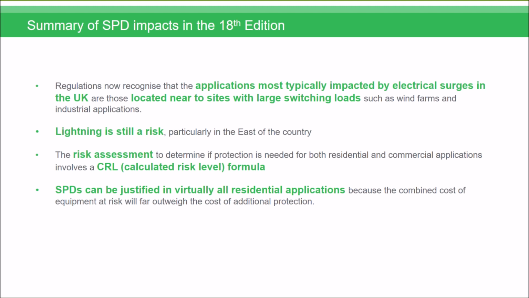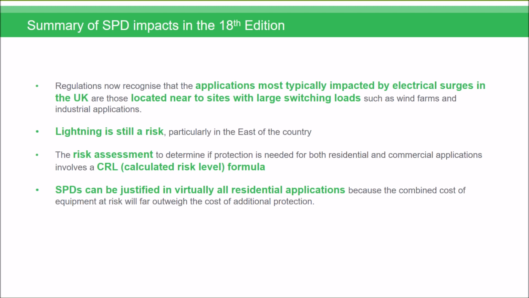So a very quick summary then of the impacts of surge protection. We recognise now applications most typically impacted by electrical surges in the UK are those located near to sites with large switching loads such as wind farms and industrial applications. We know that lightning is still a risk, and particularly in certain regions of the country, so whether you're in the east, and you can see those lightning maps online.